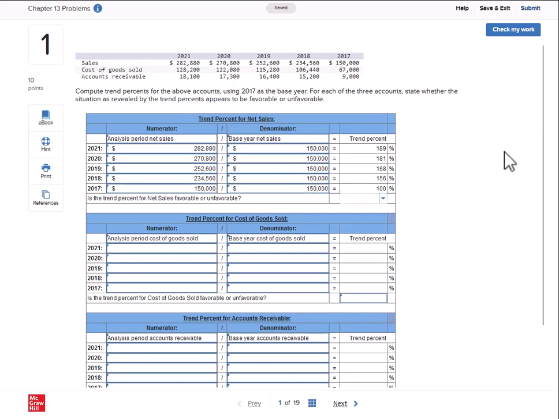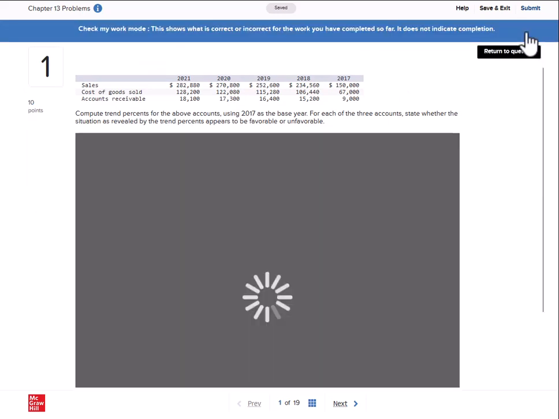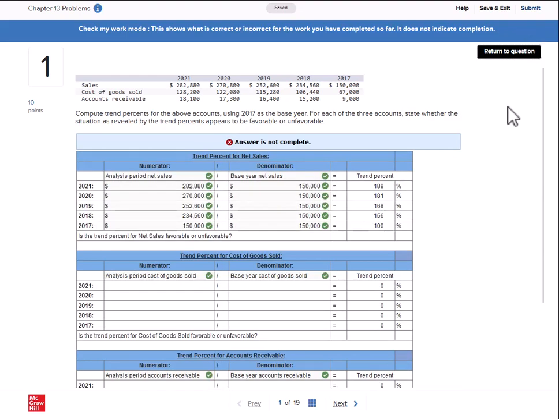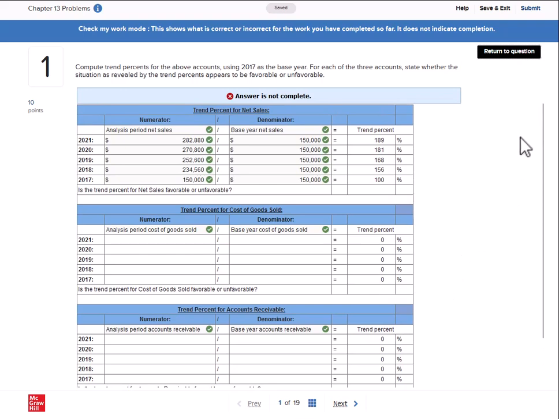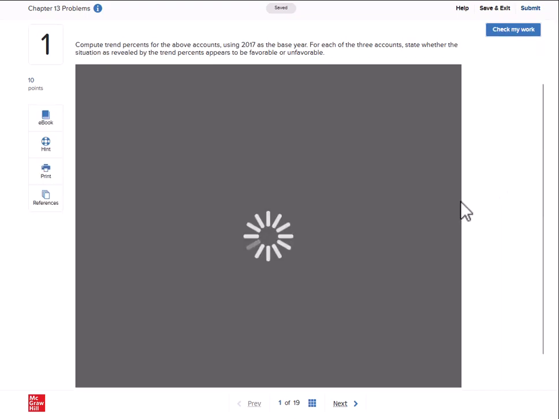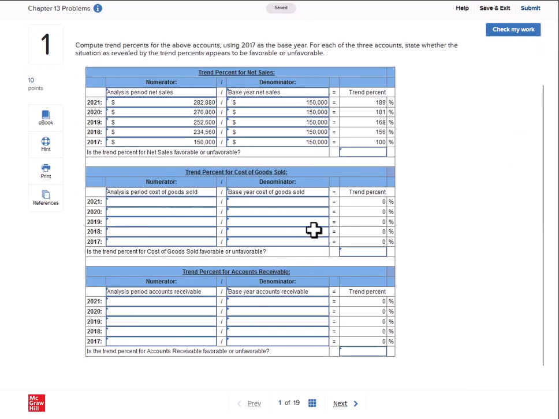All right, so we are all set. In fact, if you want to check your work here, you can do this right here. We can say, check my work. And voila, we see that we are good to go so far. But our answer is not complete. That means we've got more work to enter. So we're going to go back to our question and we are going to put the rest of the information in.